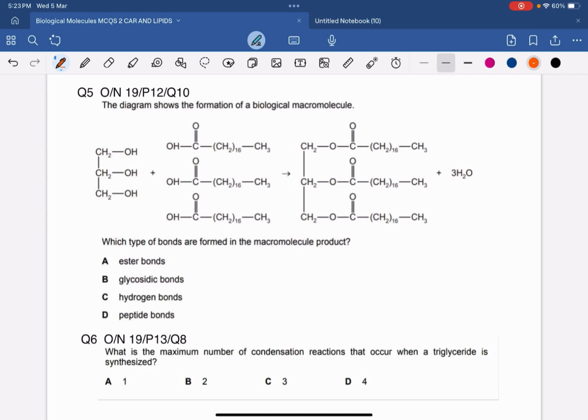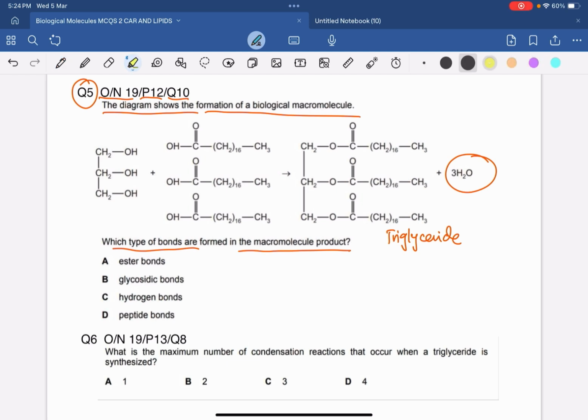Now question 5 over here is from October-November 19, paper 1-2, question 10. It says that the diagram shows the formation of the biological macromolecule, and we can clearly see that a triglyceride is being formed with the release of 3 water molecules. Which type of bonds are formed in the macromolecule produced?